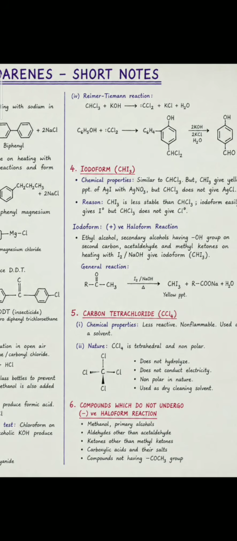Next one is compounds which do not undergo the haloform reaction, means negative haloform: methanol, primary alcohol, aldehyde other than acetaldehyde, ketones other than methyl ketones, carboxylic acids and their salts. Compounds not having the COCH3 group.